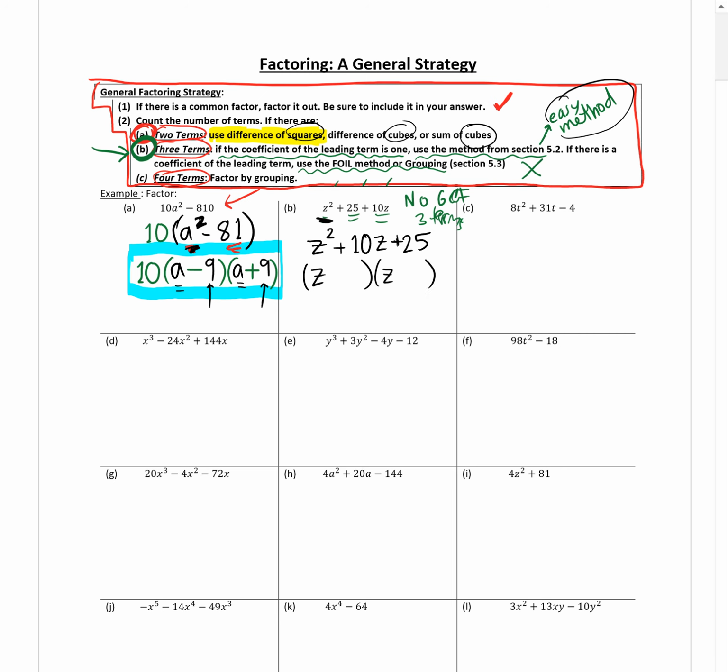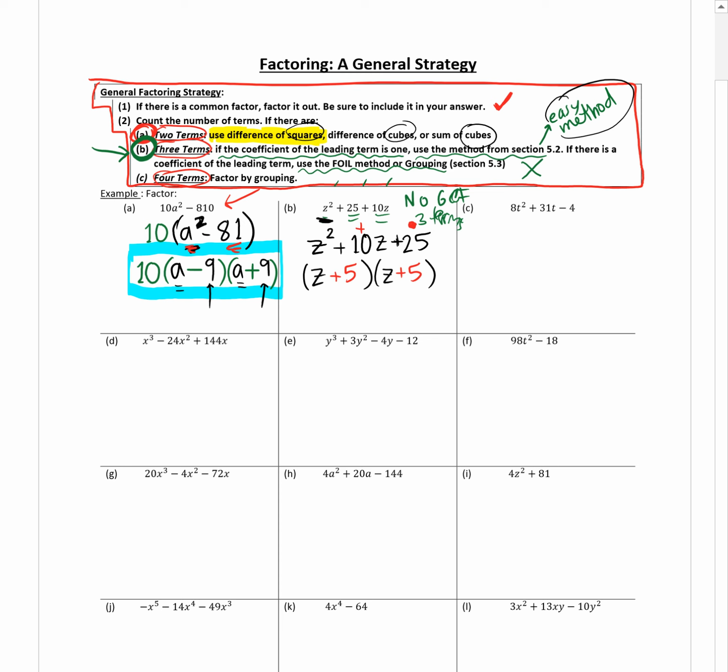But now that they're in the right order, I think we can go ahead and start that easy factoring method where you just think, well, what times what can make z squared? Well, it'd have to be a z and a z. And then the next thing is, what numbers do I need? What numbers multiply to 25 but add up to 10? So numbers I think of are 5 and 5, since 5 times 5 is 25, 5 plus 5 is 10.